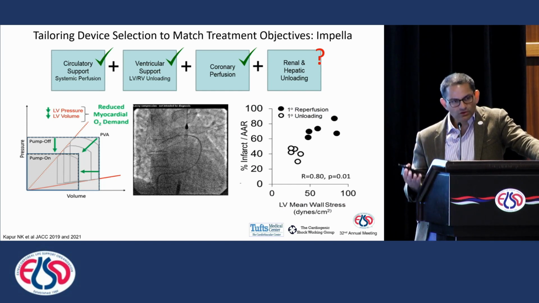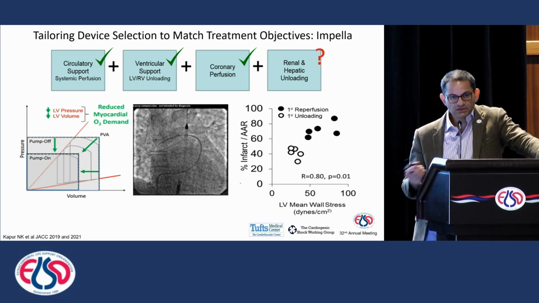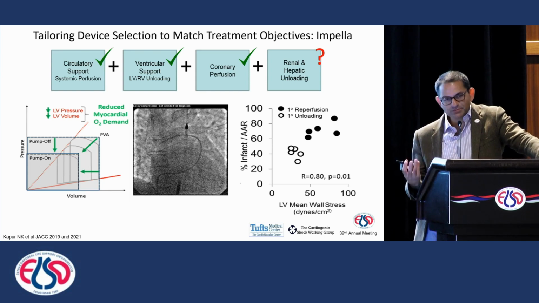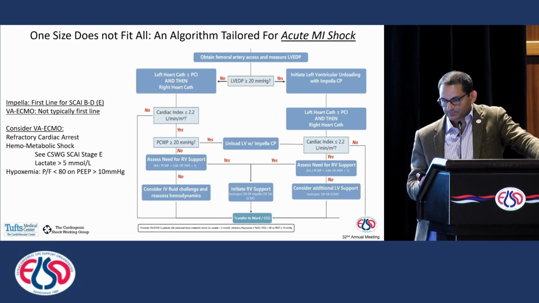And there's been a lot of work. Some of our work focuses on these preclinical models of myocardial salvage, where we can see on the far right that as you reduce pressure volume area, you reduce myocardial oxygen consumption, and you could potentially achieve myocardial salvage. And this is what has led to the Detroit Shock Initiative, showing that if you can get these pumps in early, unload the heart, maintain systemic perfusion, and get enhanced coronary perfusion, you might actually get myocardial salvage.